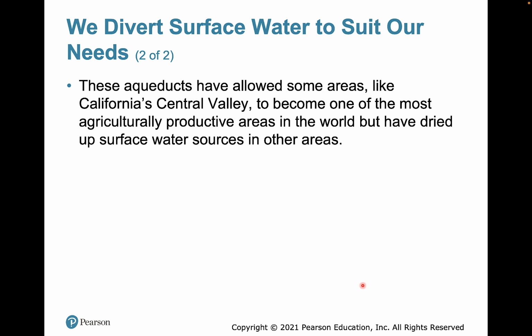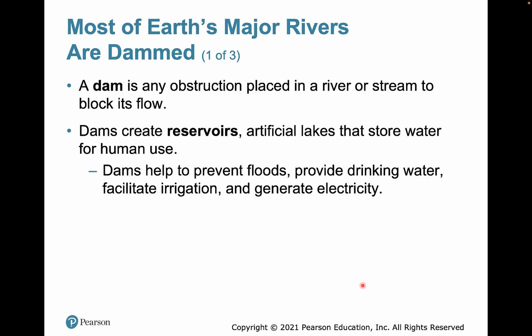These aqueducts have allowed California's Central Valley to be really agriculturally productive, right? So almonds and berries and all that stuff. But it's at the sacrifice of other areas having surface water. That's part of the reason why the Colorado River never makes it to the Gulf of California.